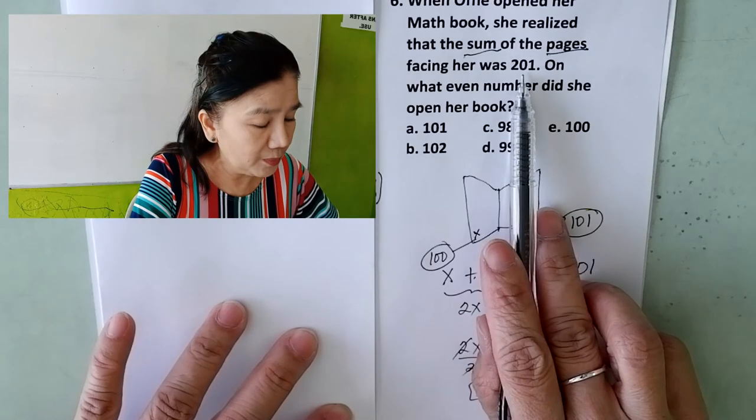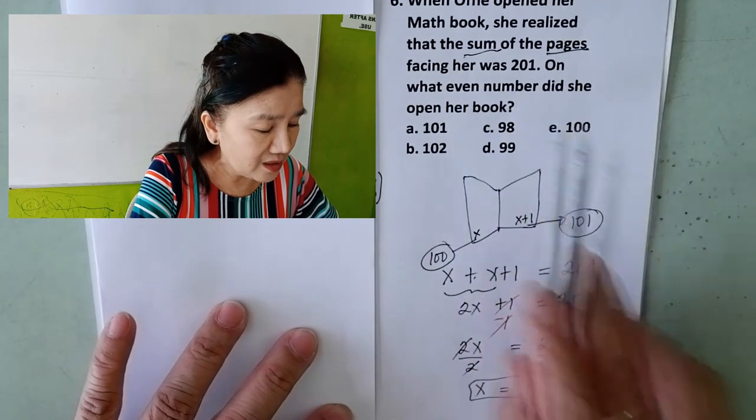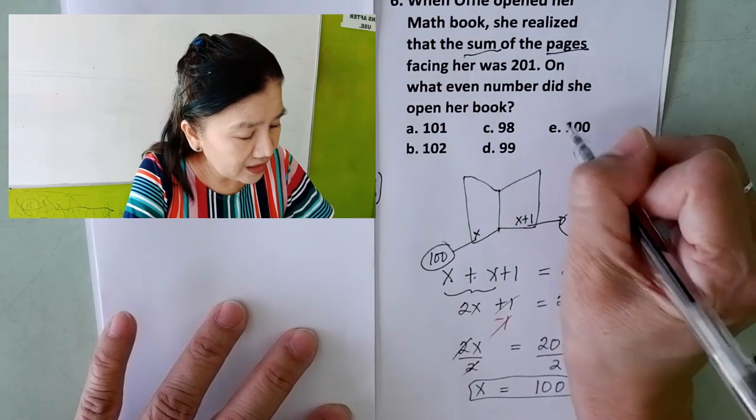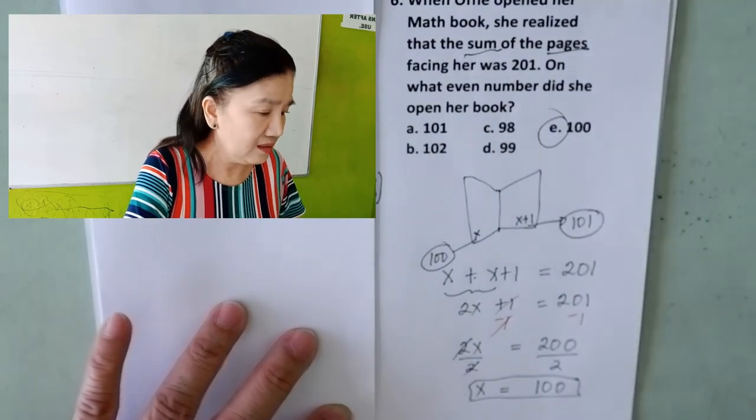Check. The problem is asking for the even number. Which one is even? 100. So the correct answer is letter E, 100. Okay, problem number 7.